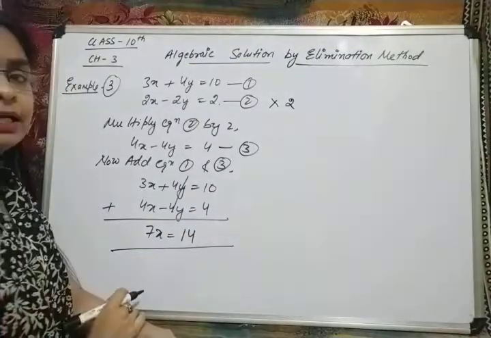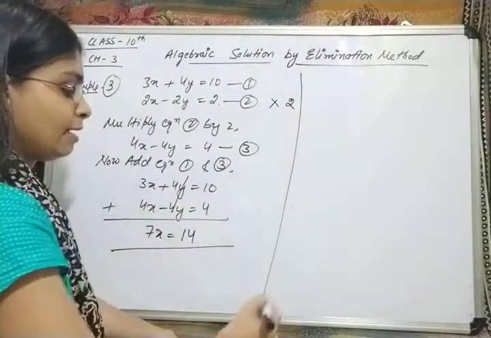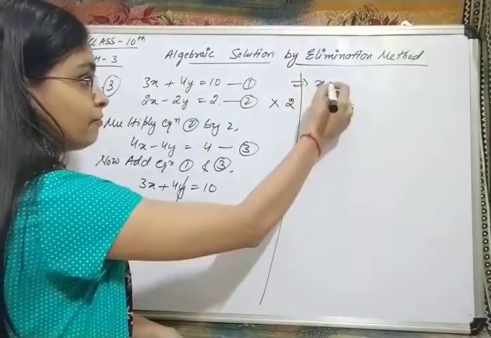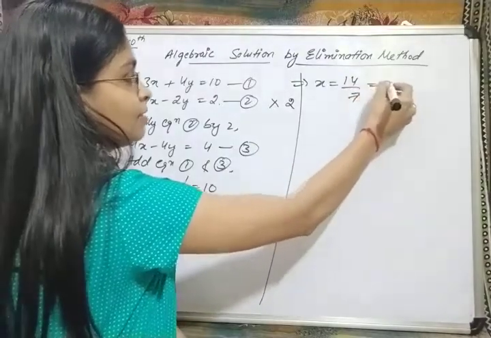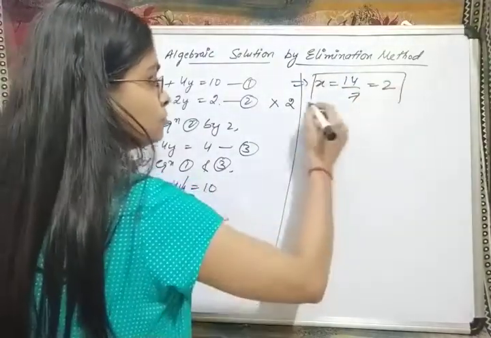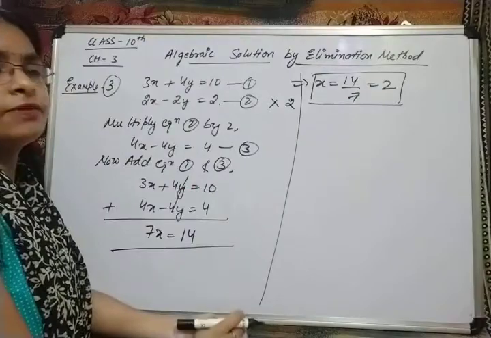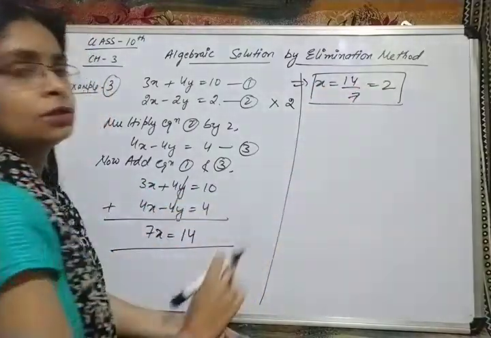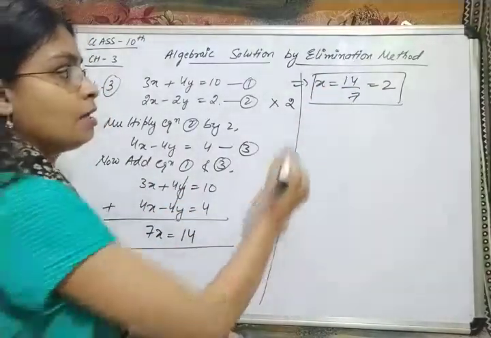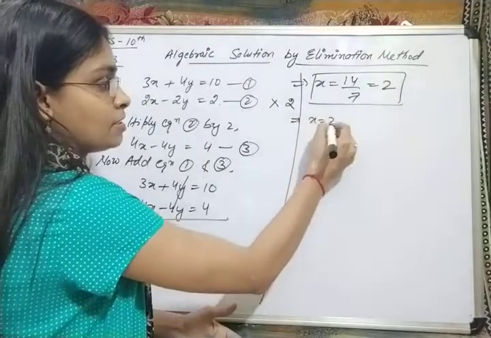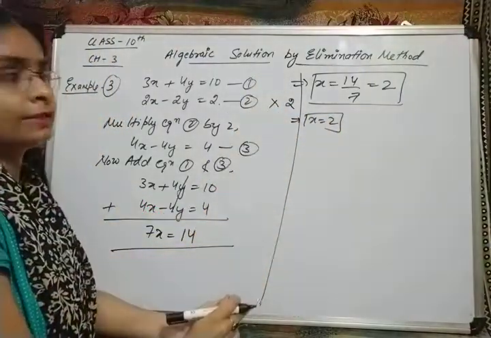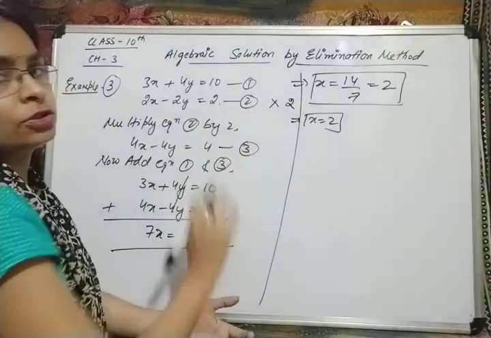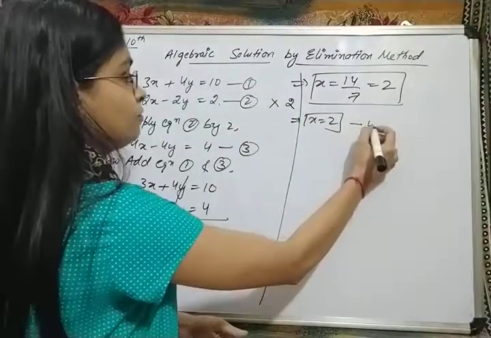So from here we get a one variable equation. And by solving this, we get the value of x. That is, x is equal to 14 by 7, which is equal to 2. What is the value of x? That is equal to 2. Now this value of x equal to 2 we will put in either of the equations, either in 1 or 2. You can go for anything. Now I am putting it in equation 2. This is equation 4.